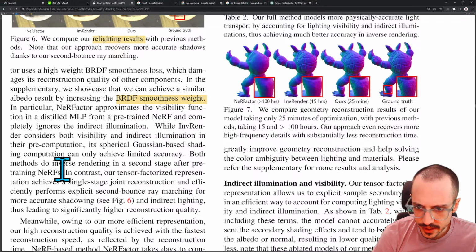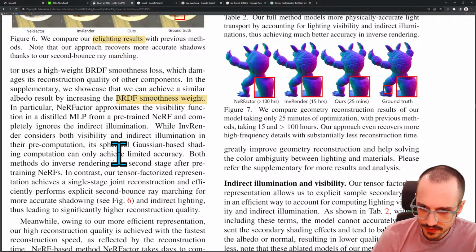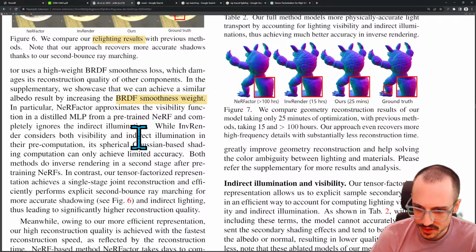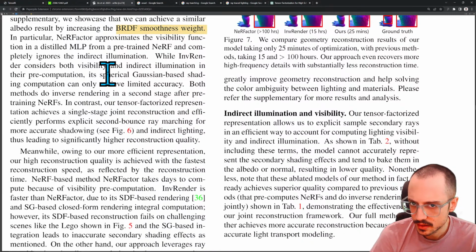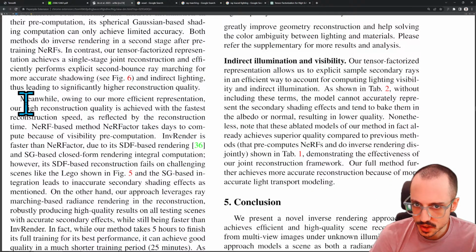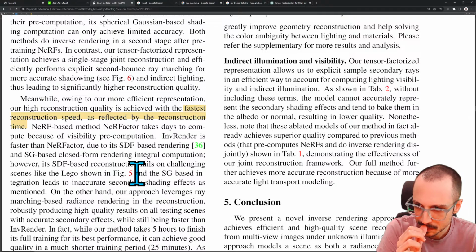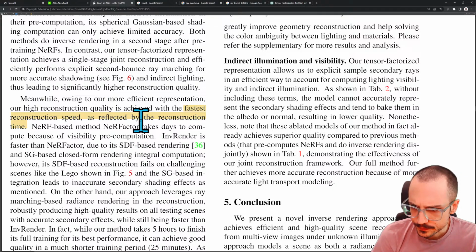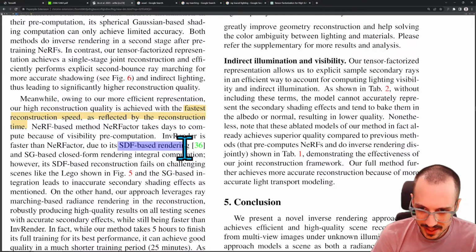Both methods do inverse rendering in a second stage after pre-trained NERFs. Our tensor factorized representation achieves single-stage joint reconstruction and efficiently performs explicit second bounce ray marching for more accurate shadowing. Meanwhile, owing to our more efficient representation, our high reconstruction quality is achieved with the fastest reconstruction speed, as reflected by the reconstruction time. Inverse render is faster than NERF factor due to its sign distance function based rendering, right? Slightly different type of rendering.